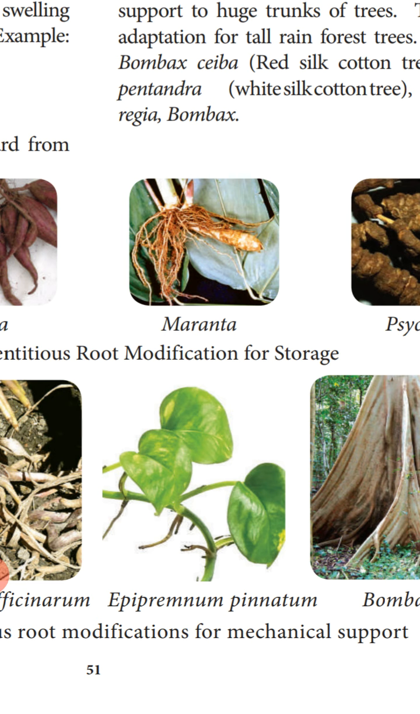From the nodal region of the stem, these roots come out, and they attach themselves to the support and help in climbing. So these roots help in the climbing of these climbers over the support. Then it is called the climbing roots, or it is also called the clinging roots. Next is the buttress root.